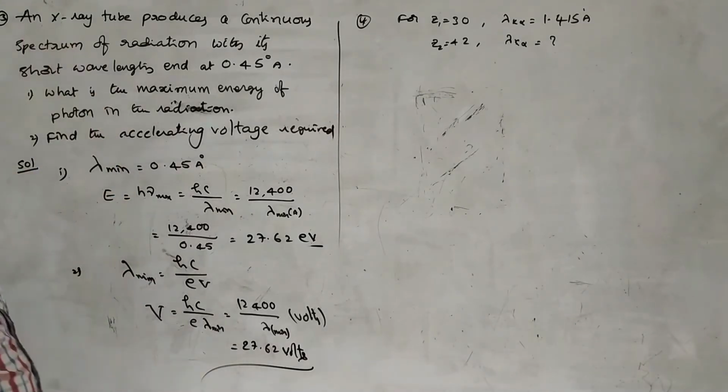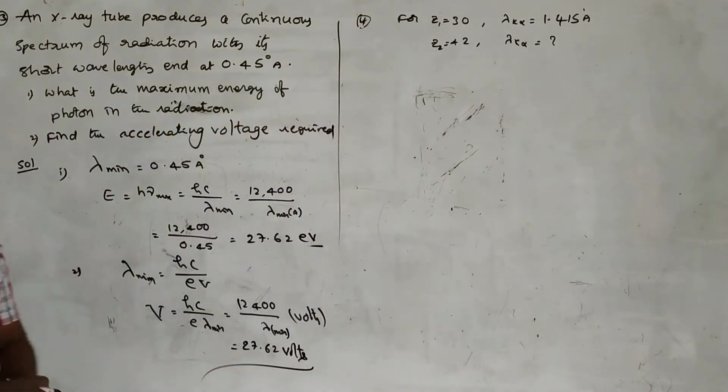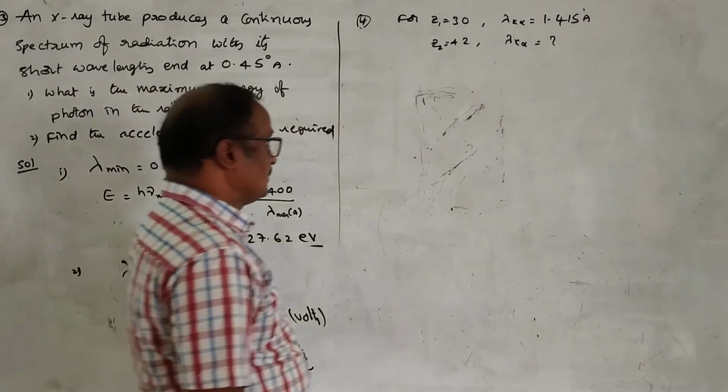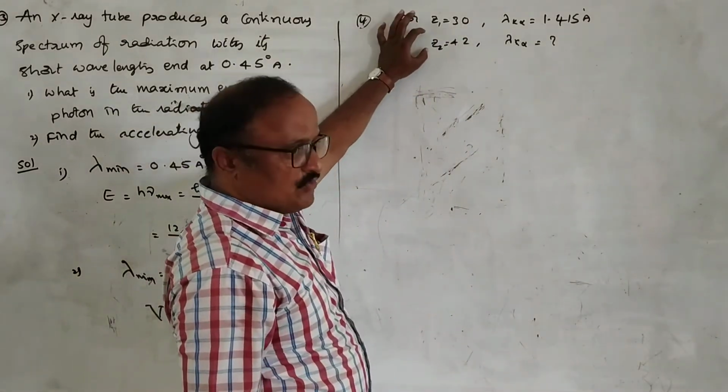Okay. Next one, there is another problem, the fourth one. See the diagram clearly. The wavelength of the characteristic X-ray K alpha from zinc, Z1 equal to 30, is given by 1.415 angstroms. Find the wavelength of K alpha emitted from molybdenum. Z1 is equal to 30 for zinc, Z2 is equal to 42 for molybdenum.